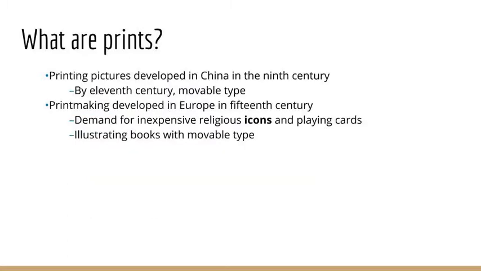Now, printing pictures was developed in China in the 9th century, and by the 11th century, they found a way to make movable type, so being able to rearrange letters, and basically this led into the printing press, which is how we were able to print books.